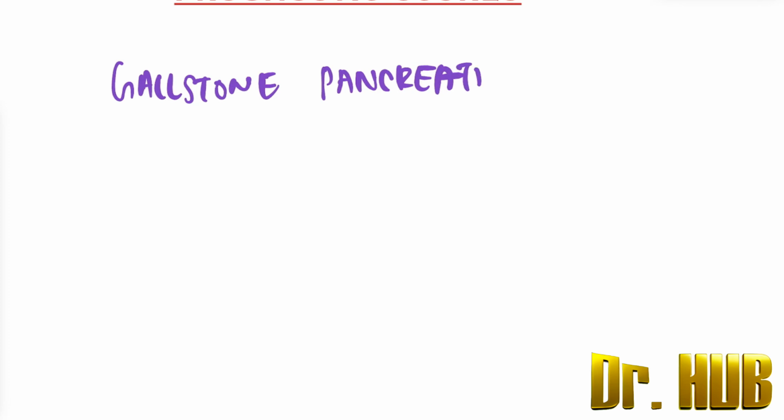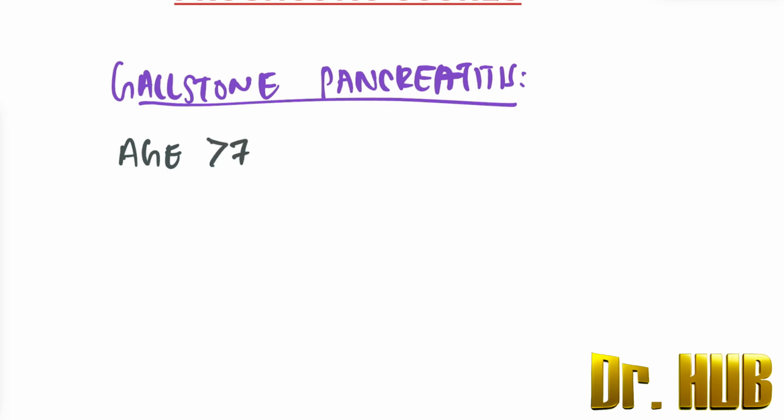Now the same thing with respect to gallstone pancreatitis. So what do we have here? We have the age, which will be greater than 70, and the blood glucose, which will be greater than 220 mg per dL.